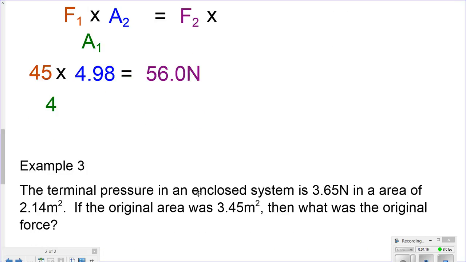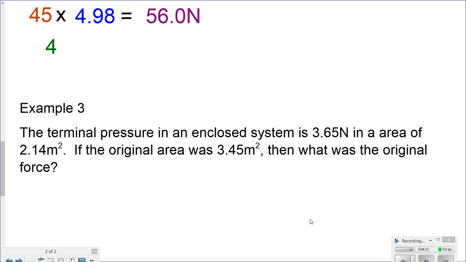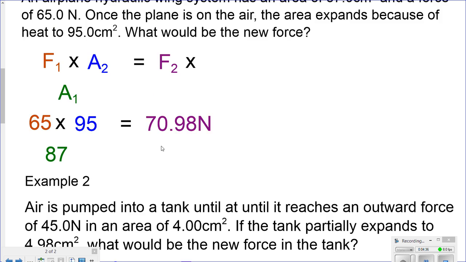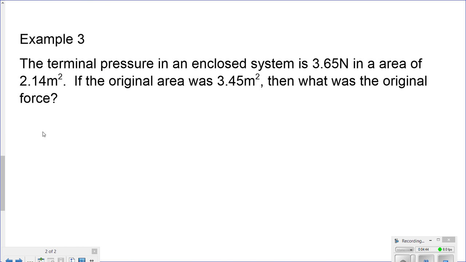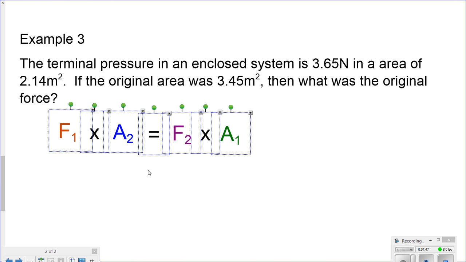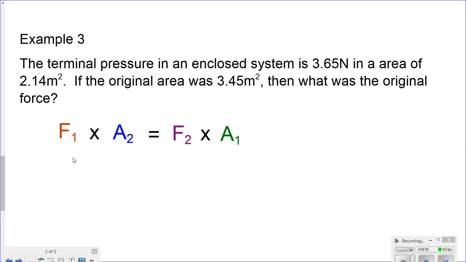The terminal pressure of an enclosed system is 3.65 newtons. Terminal. This means this is my force 2, in an area of 2.14. If the original area was 3.45, then what is the original force? Looking for the original force. Let me do a copy and paste again of the equation over here. There you go. I need to find the original force, force 1. I want force 1 alone, so I would bring area 2 down.